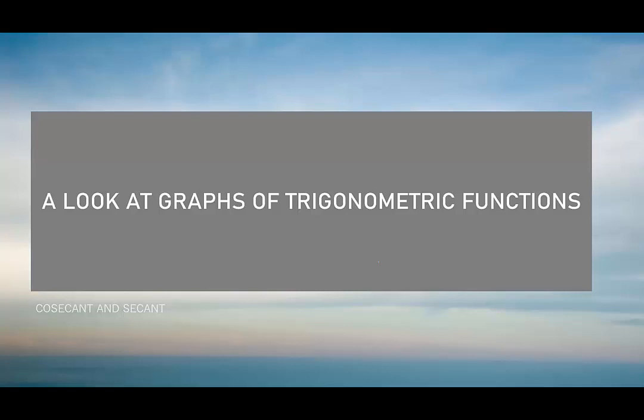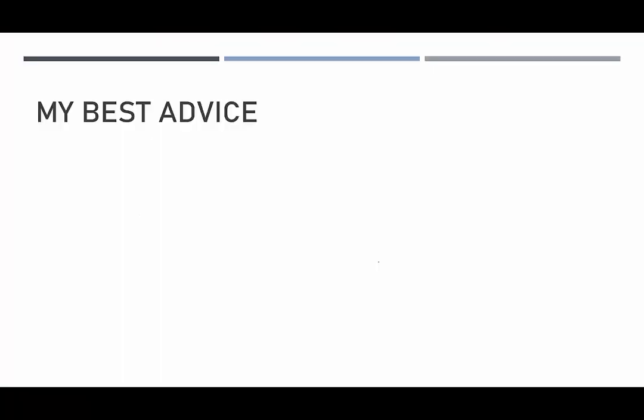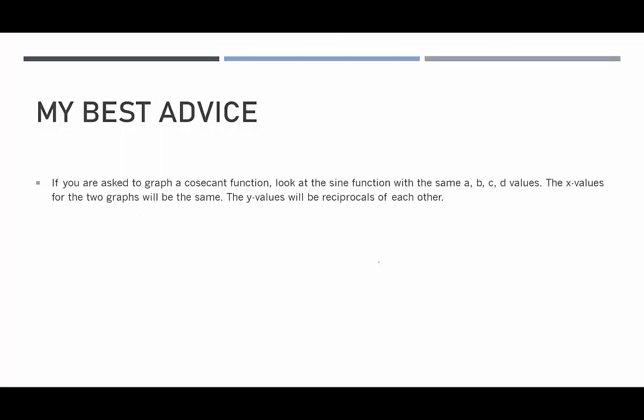In this video, we're going to look at the graphs of cosecant and secant functions. Before we get started, here's my best advice. If you're asked to graph a cosecant function, look at the sine function with the same a, b, c, d values. The x values for the two graphs will be the same, and the y values will be reciprocals of each other. The same is true for sine and secant graphs. So look at the corresponding cosine graph, and look at the reciprocals of those y values.